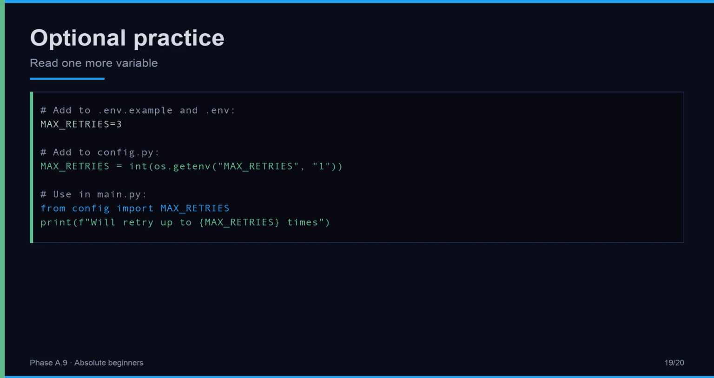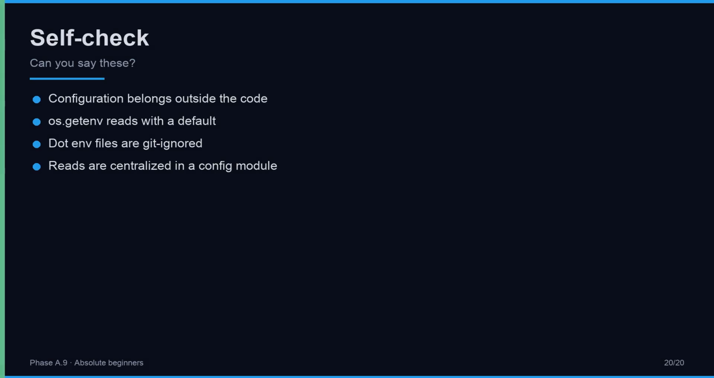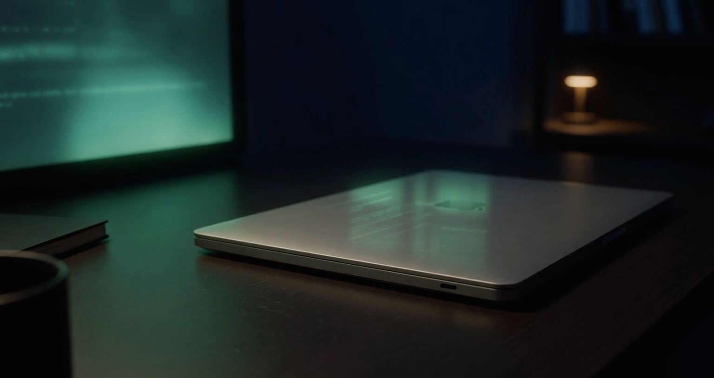Quick self-check. Can you explain in one sentence why configuration should live outside source code? Can you write an os.getenv call that returns a default when the variable is missing? Can you describe the difference between .env and .env.example, and which one is committed to Git? Can you cast a string environment value to an integer? If any feels shaky, rewatch the matching part. Say each out loud.